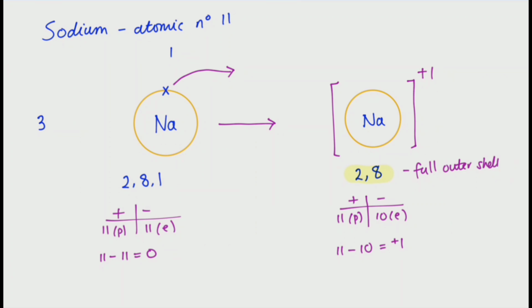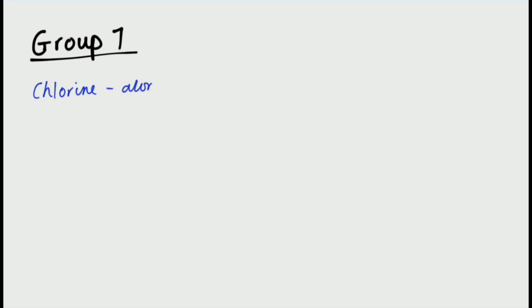Now let's take the example of a group 7 element. So from group 7 we'll take the example of chlorine. Chlorine has atomic number 17. Now it's in period 3, just like sodium, and group 7.